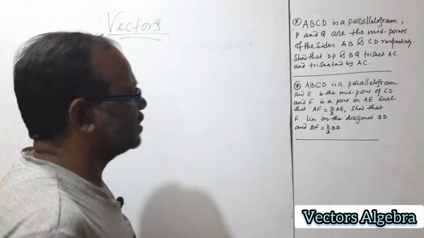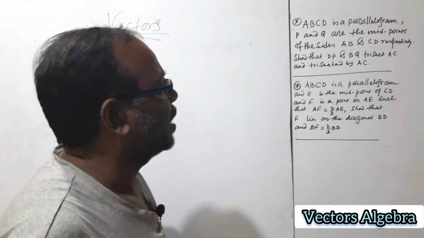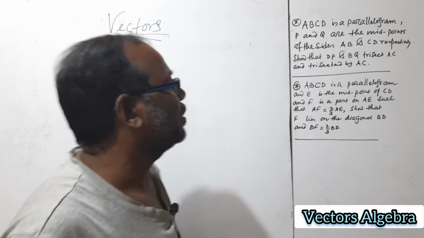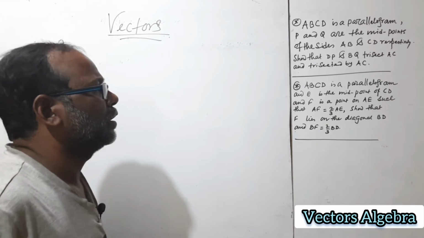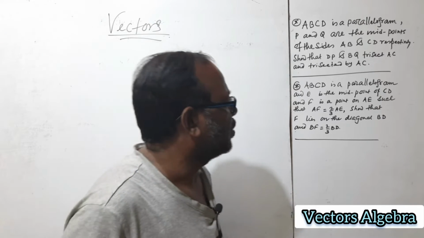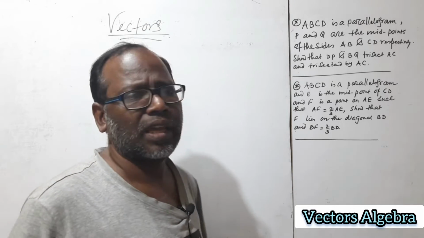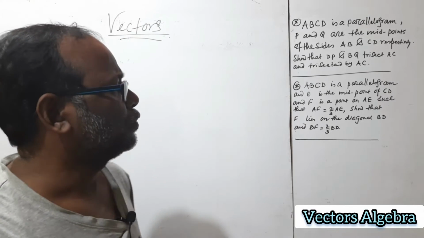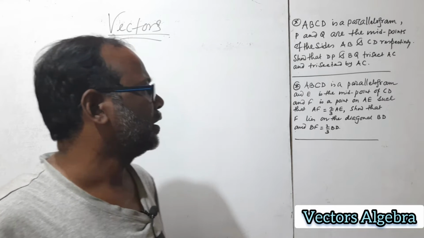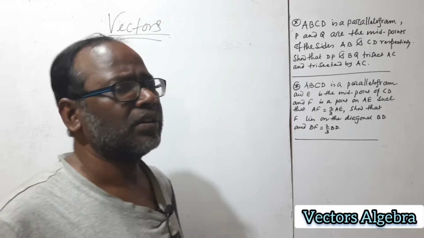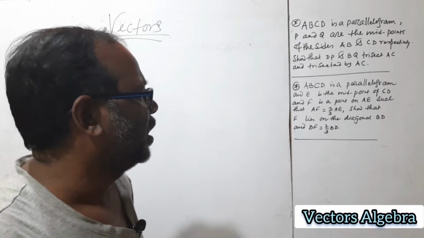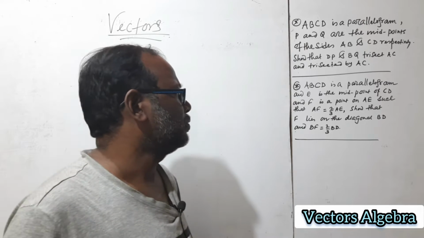And the second question is that ABCD is a parallelogram and E is the midpoint of CD, and F is a point on AE such that AF is equal to 2/3 of AE. Show that F lies on the diagonal BD and FB is equal to 2/3 of BD.